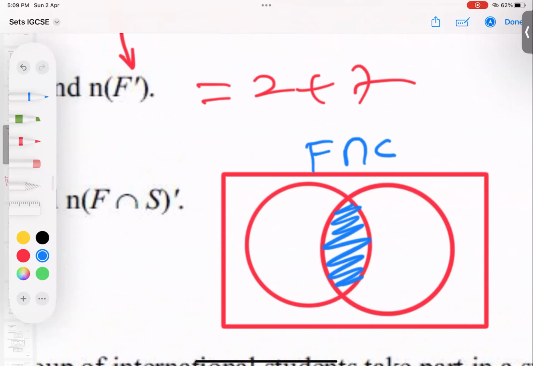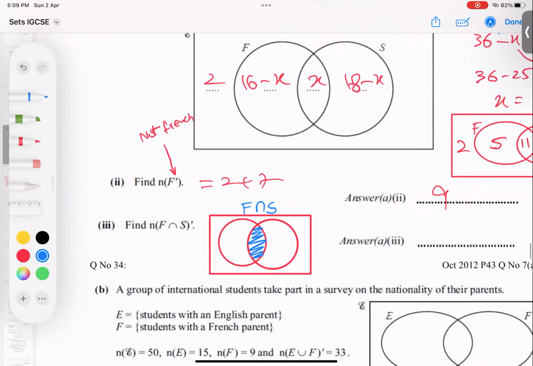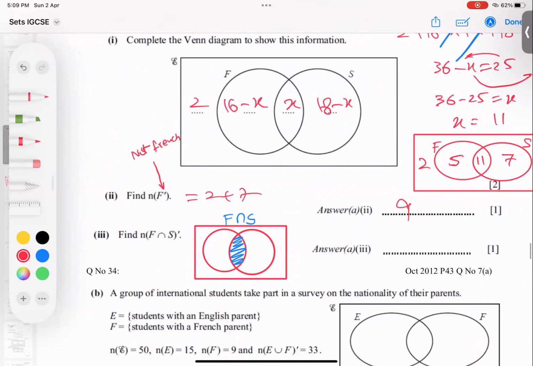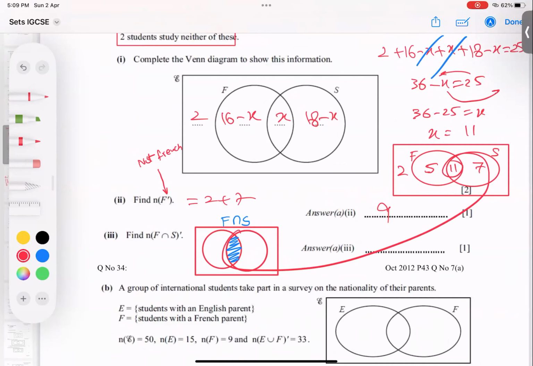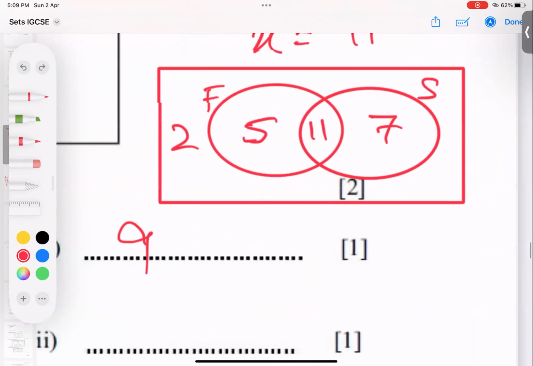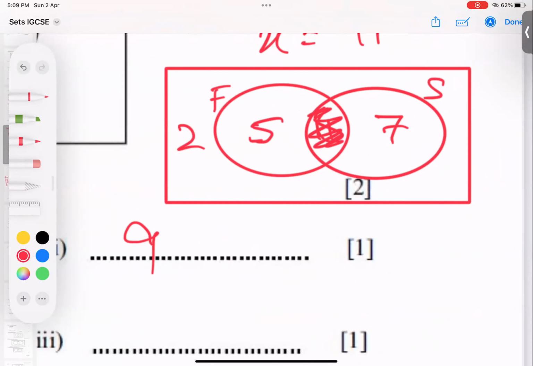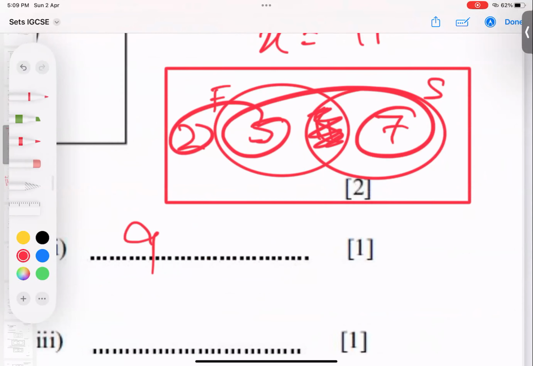There's F intersection S. But he said no, don't take this one. Don't take this blue area. Take the rest. So don't take the blue area means don't take 11. Take the rest, so don't take 11 and you can add them all. Okay, so 7 plus 5, 12, 12 plus 2, 14.